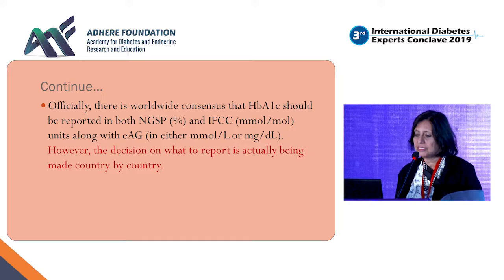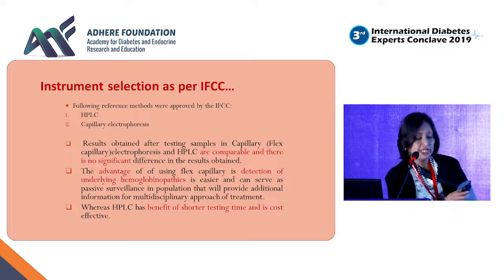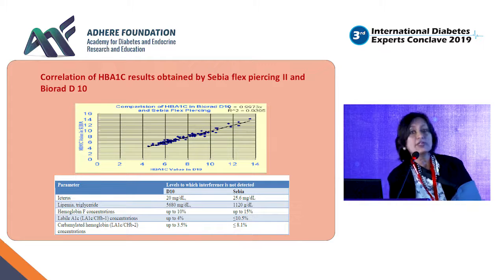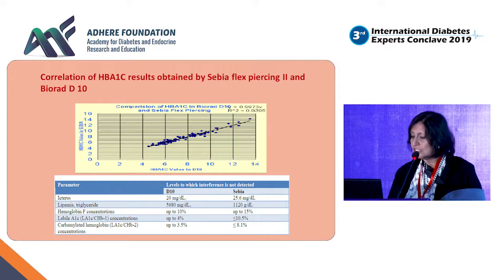And therefore, there's a worldwide consensus that HbA1c should be reported in both NGSP as well as IFCC units, with estimated average glucose, which may be millimoles per liter or milligram per dL. However, the decision on what to report is actually being made country by country. Now, when we select instruments, we have to remember what criteria the instrument fulfills, NGSP versus IFCC. So whether icterus, lipemia, abnormal hemoglobins interfere, and at what level the equipment interferes with interpretation, is what will help people to define which instrument to pick.